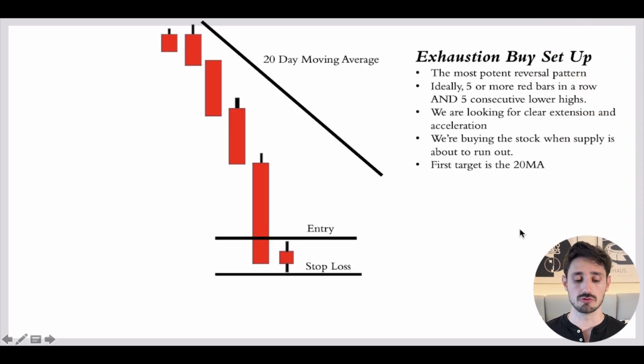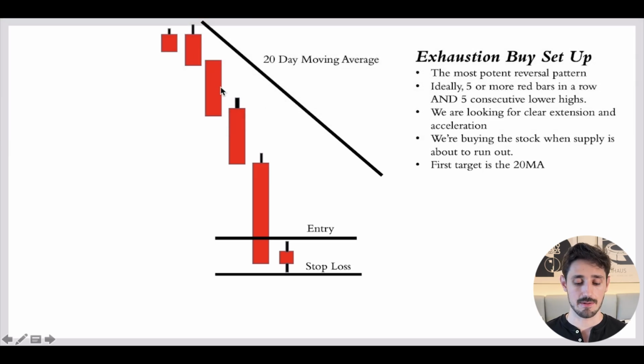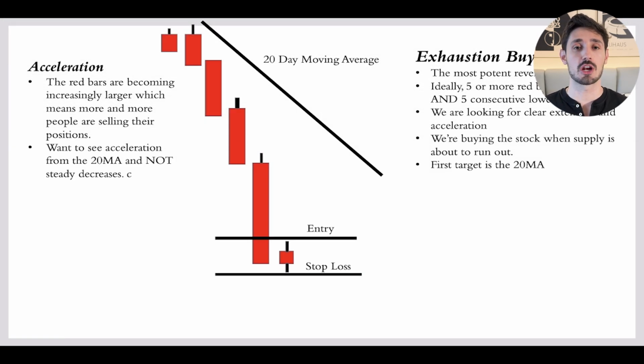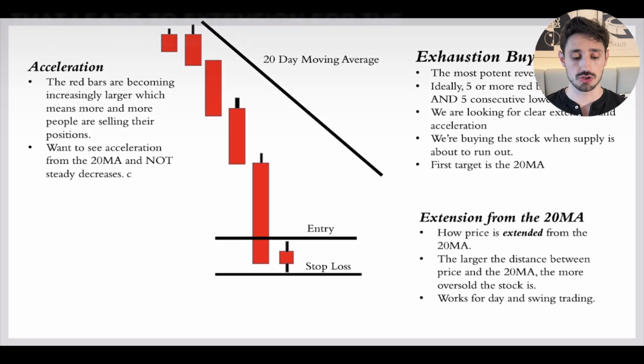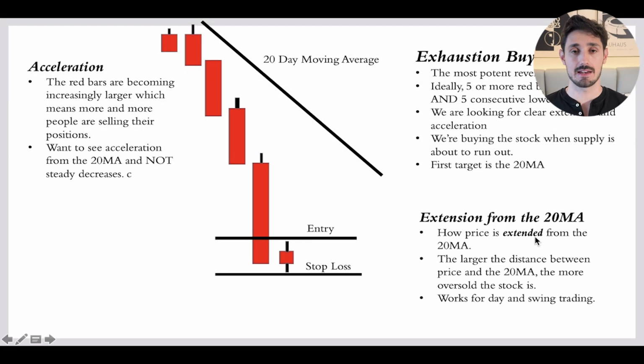So the first thing that you're going to be looking for is consecutive red bars in a row. Ideally, you want to see at least 5 red bars in a row, and more than that, you want to see those red bars accelerate. You want to see those red bars become increasingly larger. Formally, we call that acceleration because the selling is accelerating. And if the selling is accelerating, there's a greater probability that that selling is eventually going to become exhausted. And that's where our opportunity is to go long. Because of acceleration, because of the red bars becoming increasingly larger, that leads to extension from the 20 period moving average. So this is actually one of the main tools that I use.